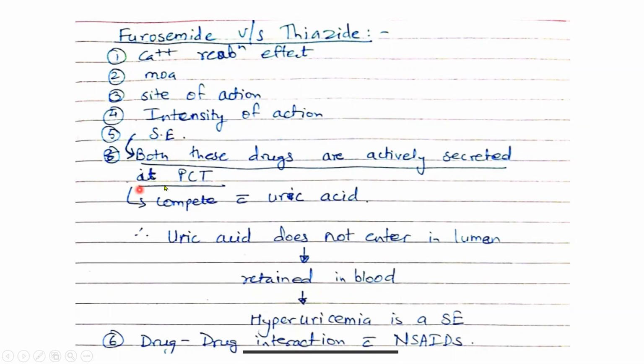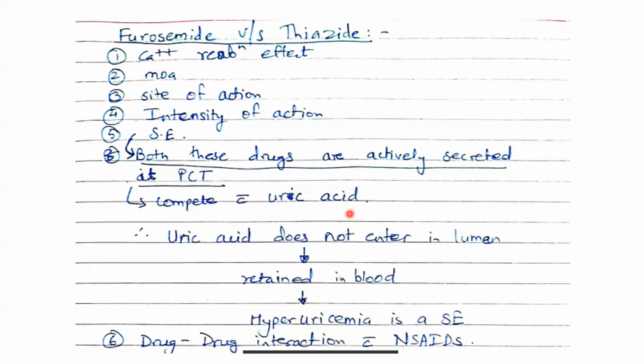Why so? Both these drugs are actively secreted in the proximal convoluted tubule. What do you understand by that? Both these drugs do not enter much from the filtration pathway in the nephron, but they enter via the proximal convoluted tubule. They are actively secreted there with the help of transporters. Now, uric acid, which is inherently present in your blood, which is a big molecule again, and which is again not getting filtered, has to be secreted in the nephron. So this uric acid takes the same transporters.